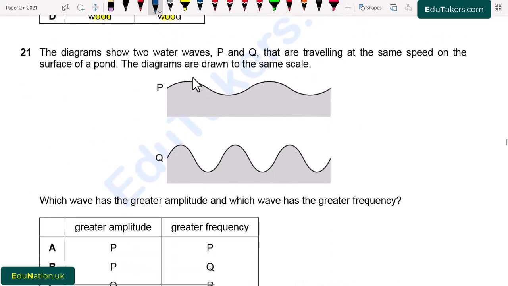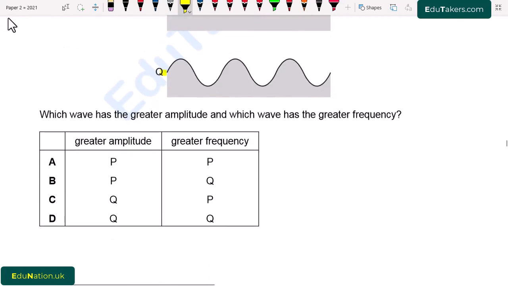Question number 21. The diagram shows two water waves P and Q that are traveling at the same speed on the surface of a pond. The diagrams are drawn to the same scale. Here are P and Q. Which wave has the greatest amplitude and which has the greatest frequency?